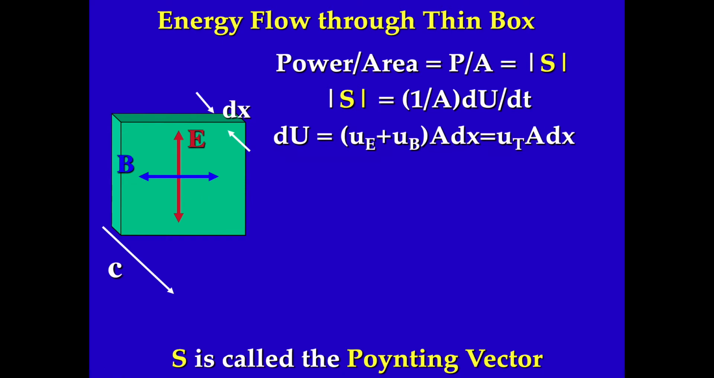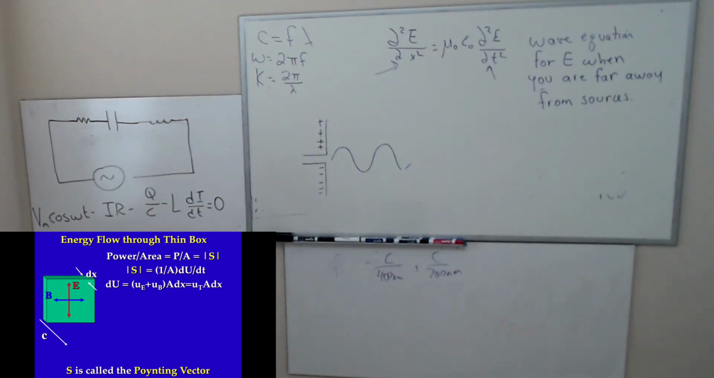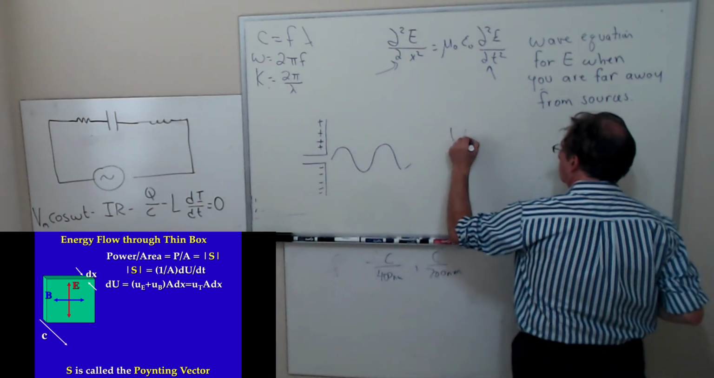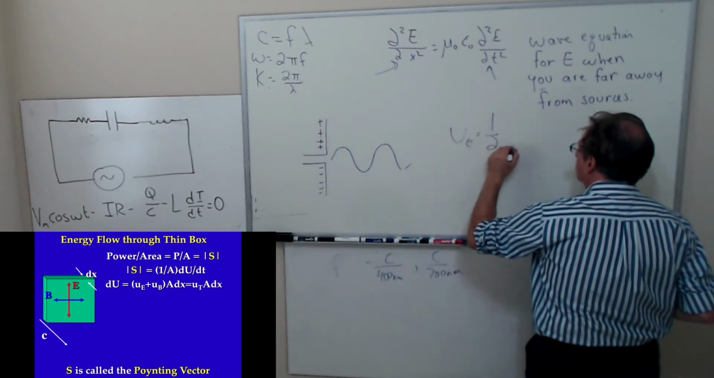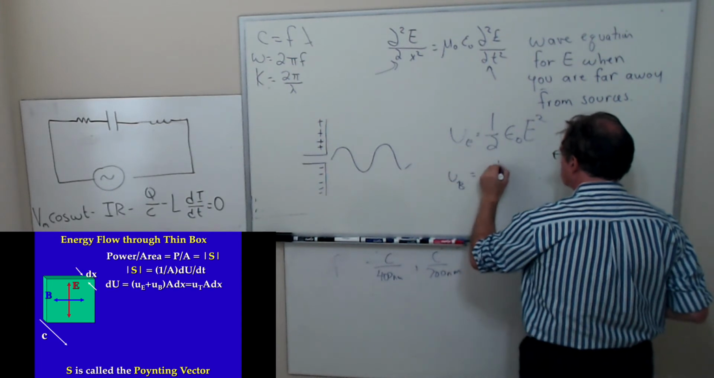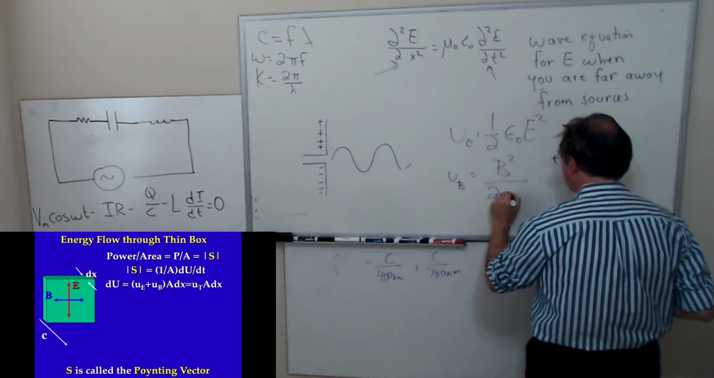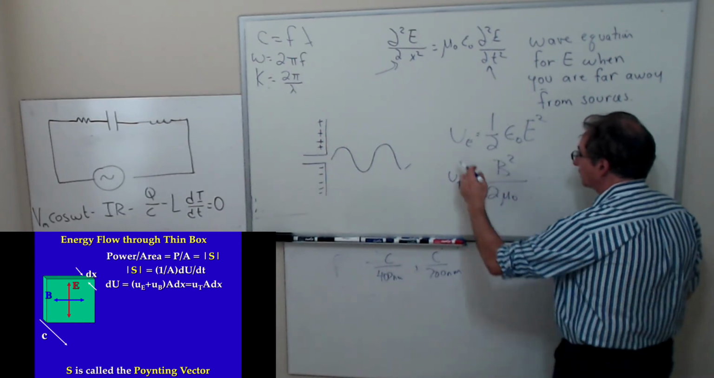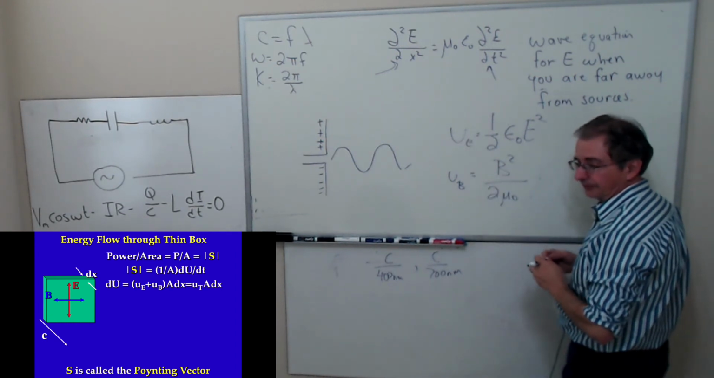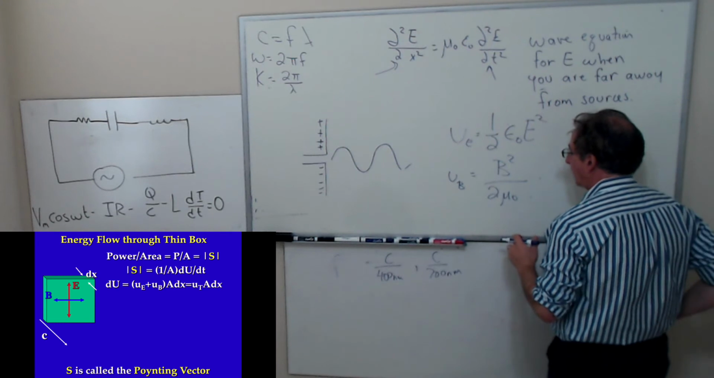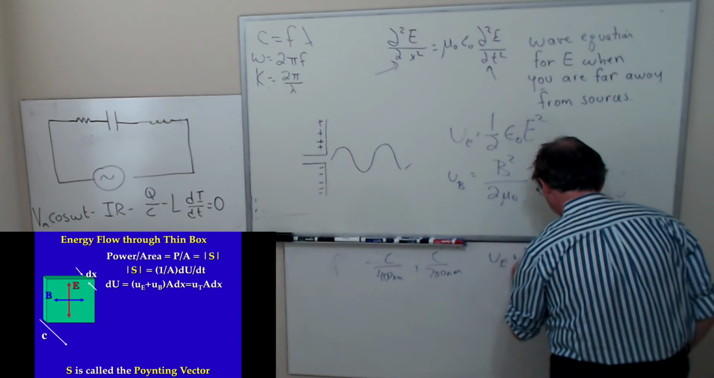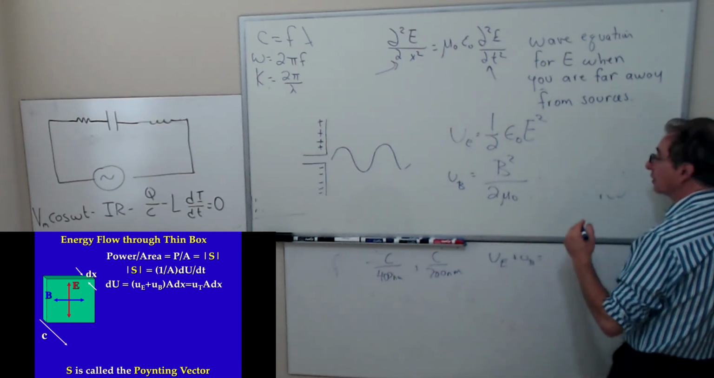Remember that U sub E is 1/2 epsilon naught E squared, and U sub B is B squared over 2 mu naught. And at any time, the total energy density is the sum of these two. And if the energy is conserved, then the total energy density can always be written in the following way.